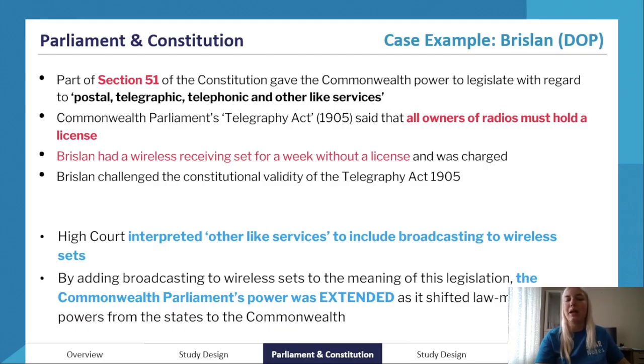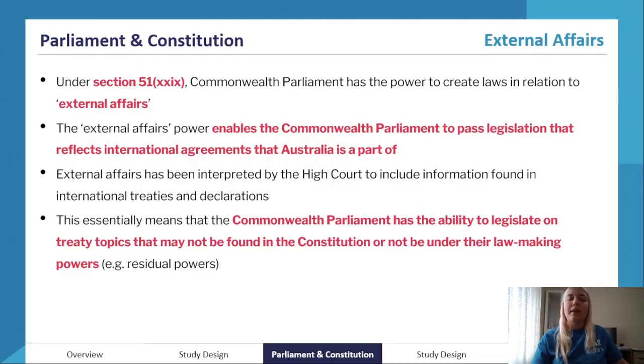So by adding broadcasting to wireless sets to the meaning of the legislation, the Commonwealth Parliament's powers were extended, and it shifted lawmaking powers away from the states to the Commonwealth, suggesting that legislating with regards to radios and broadcasting sets is not a residual power, but is an exclusive power held by the Commonwealth Parliament. So this might be the case example that you use to discuss, as it clearly indicates an extension of Commonwealth Parliament powers and reduction in state residual powers. And remember, the study design requires you to give an example referring to both state and Commonwealth level powers.